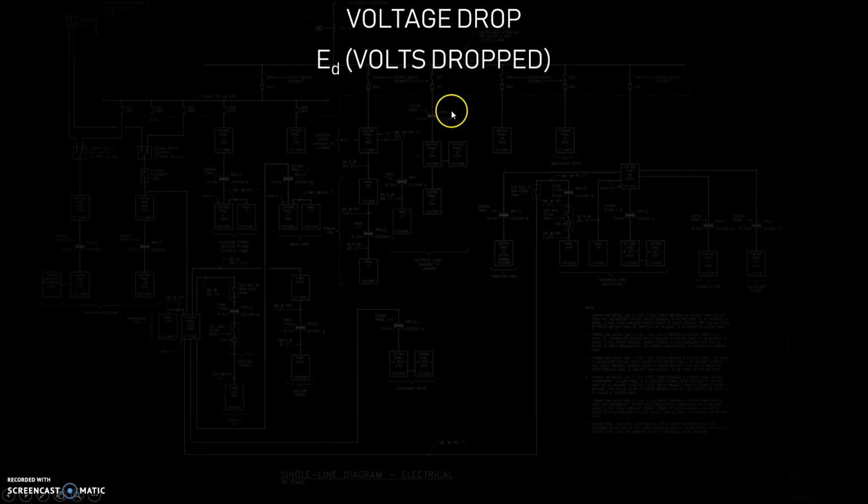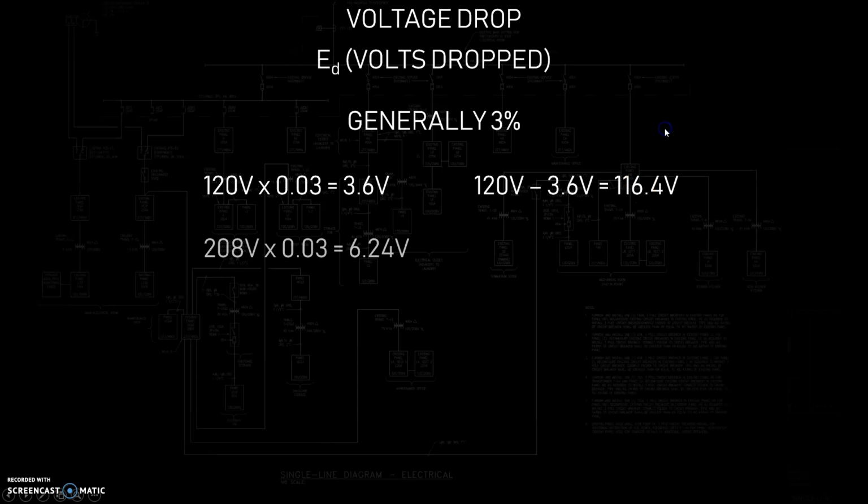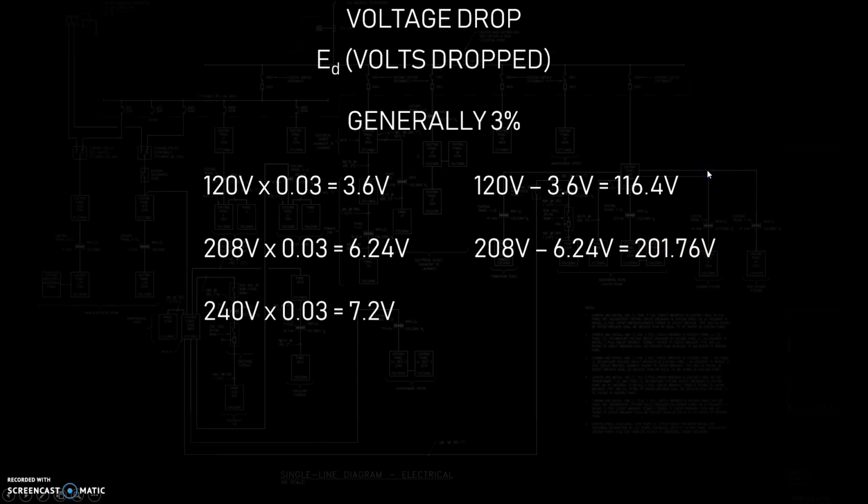So let's talk a little more about the voltage portion of this, the volts dropped. Generally 3% is a good allowable voltage drop. We're going to allow up to 3% voltage drop. So if we're looking at a 120 circuit, 3% of 120 is 3.6. In other words, if we lose 3.6 volts, we're at 116.4. So I'm okay if I'm there or above. Same thing on 208, we drop 6.24. In other words, 201.76, so on and so forth.